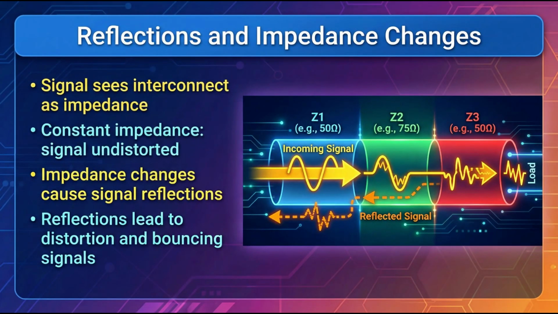Reflections and impedance changes. When a signal leaves the output driver, it sees the interconnect as an electrical impedance. If the impedance the signal sees stays constant, the signal remains undistorted. But if the impedance changes, part of the signal reflects, causing distortion that can bounce around the interconnect.